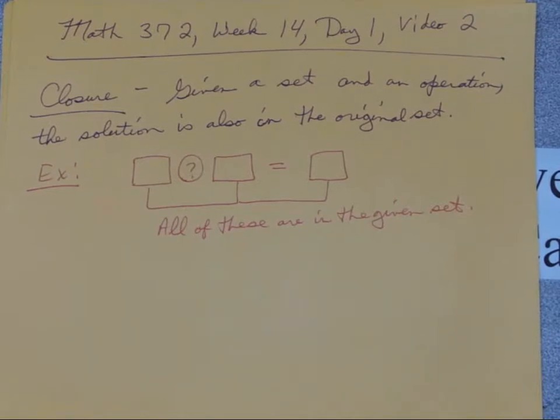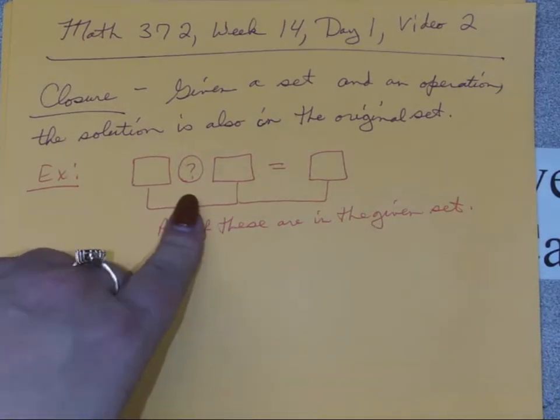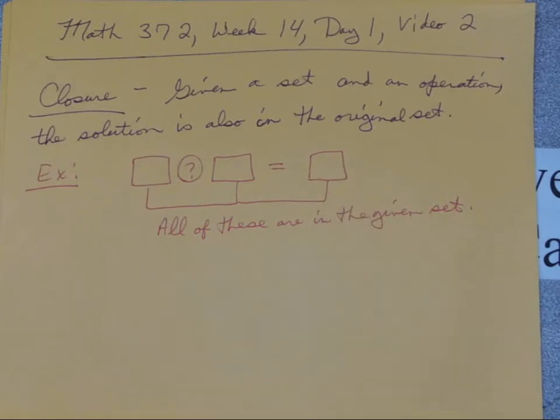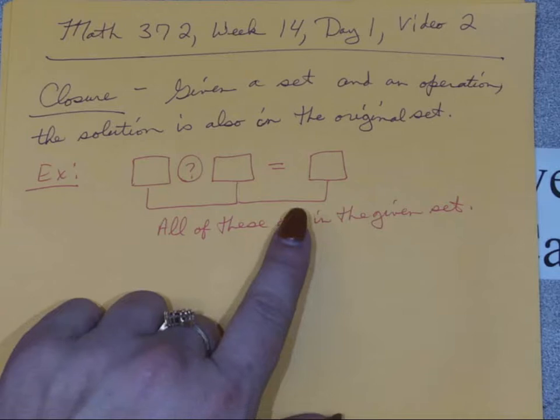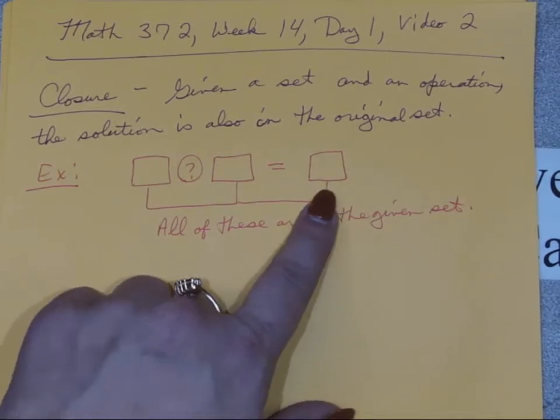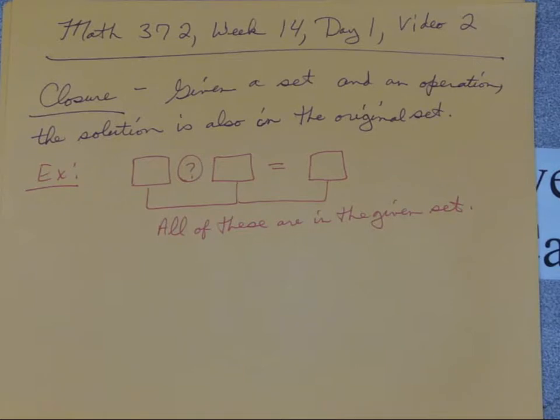So you're given 2 numbers that are in the original set. You do whatever operation this is. We don't know what operation it is. And when we're finished, we'll have a number that was actually in the same original given set. If we get some other number, then that throws us out of our set. Then whatever operation we're doing is not closed in that particular set of numbers.